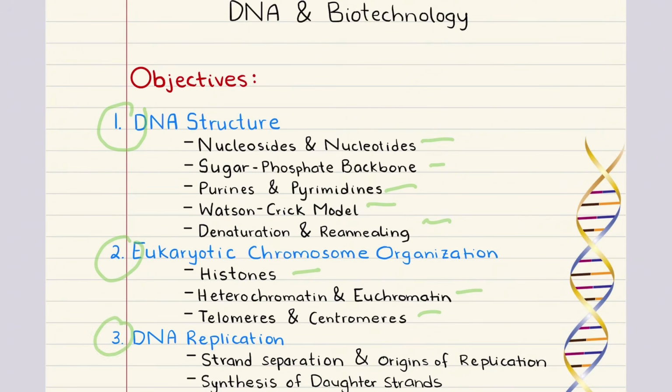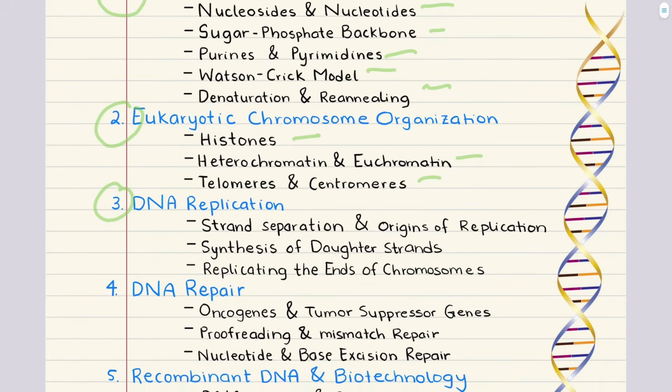Third, we're going to move on to DNA replication. So here we're going to cover how strands separate, where replication begins, and how daughter strands are synthesized. We're also going to discuss what makes the ends of DNA strands tricky to replicate and how cells deal with that. After that, we're going to look at DNA repair mechanisms.